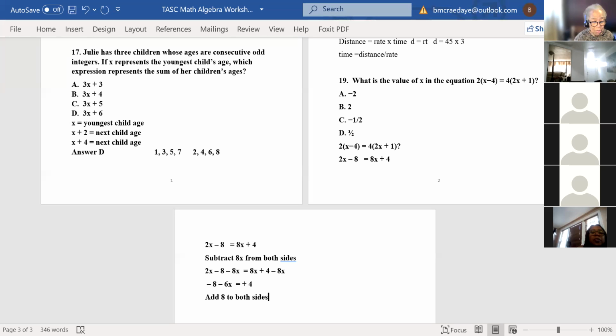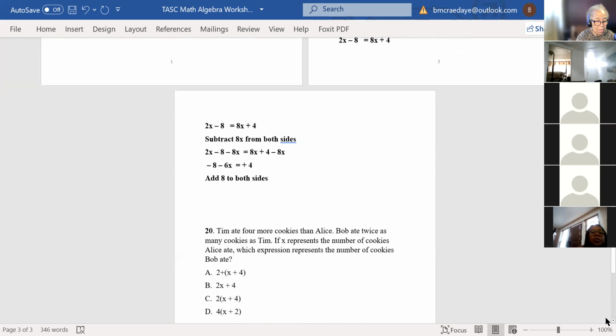You can add the 8 here. And like I said, if you add the 8, you just have minus 6x on the left, right, Vanessa? Because a plus 8 and a minus 8 is 0. On the right, when you add an 8 and a 4, it's a 12. Now you know how to solve for the x, correct? Yes.